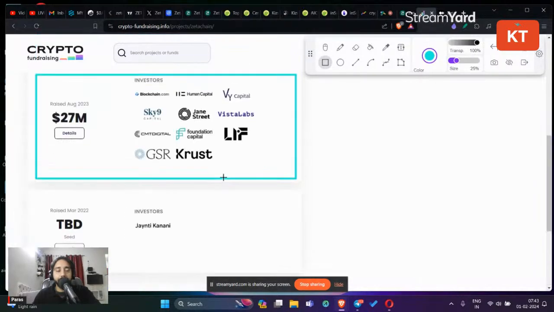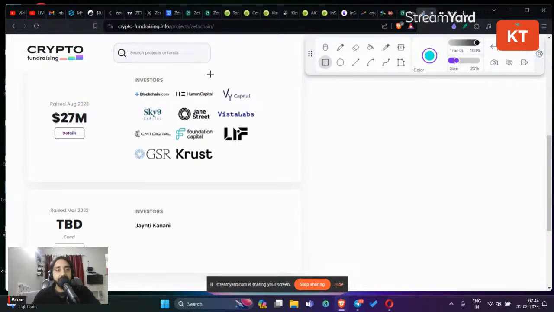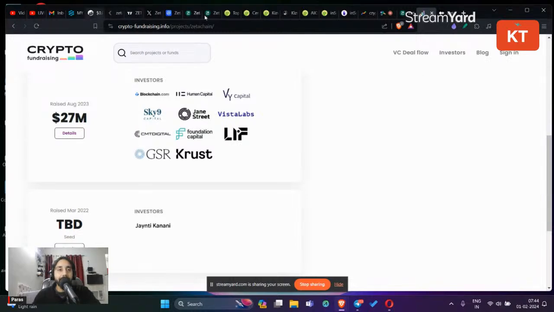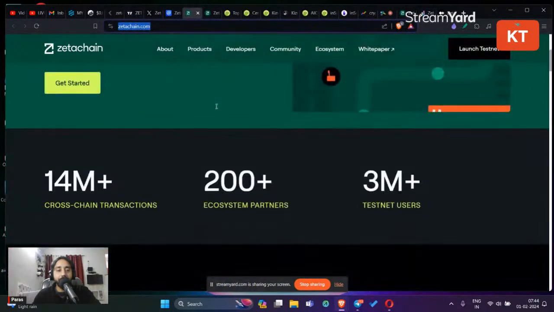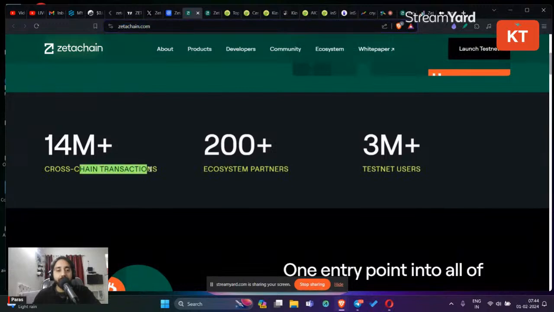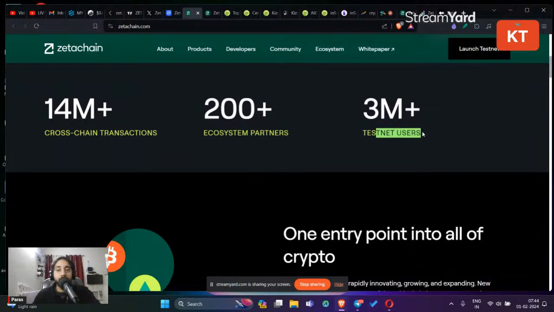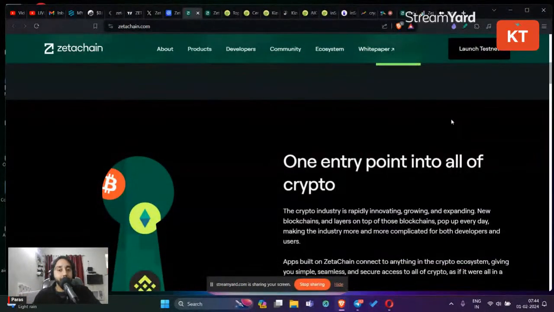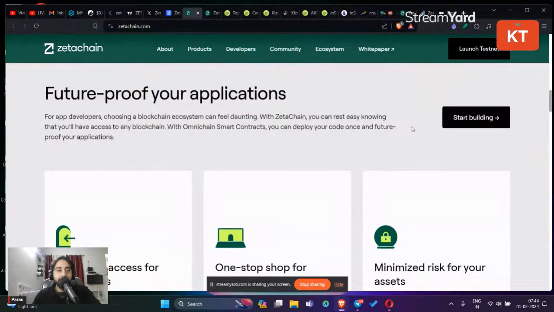We are not sure of it, but again, this one is confirmed. So the project has already raised $27 million. Okay, that is quite interesting, and that means the project is well funded. They can sustain in the blockchain space for a very long period of time. And since their project is very active, the testnet has got a very good response. You can see 14 million plus cross-chain transactions already, 200 plus ecosystem partners already, 3 million plus testnet users already. So this blockchain, if these numbers are true, has already made its mark before the token launch. So that means the token looks quite promising.